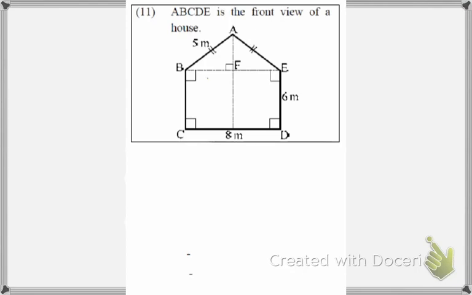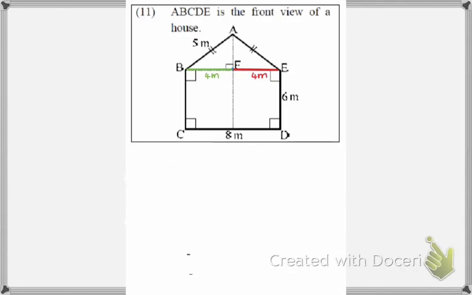In question number 11, they tell us that the figure is the front view of a house. So this figure consists of a triangle and a rectangle. If we look at the triangle, the perpendicular height, line AF, is unknown to us. The base of the triangle BE is also 8 meters, so BF must be 4 meters and FE must also be 4 meters.